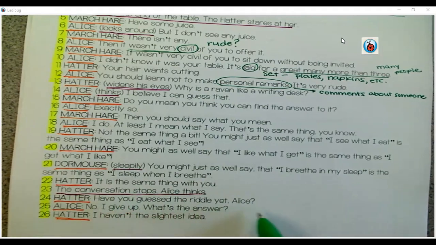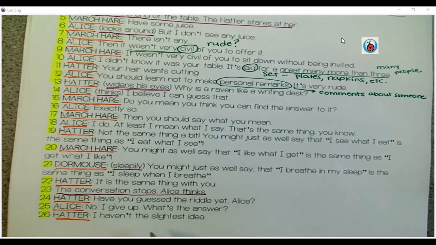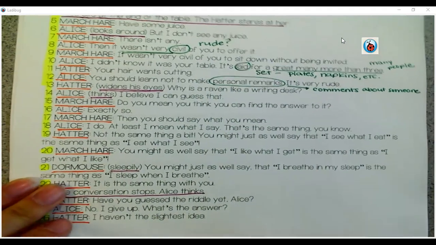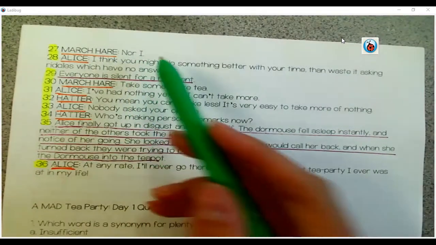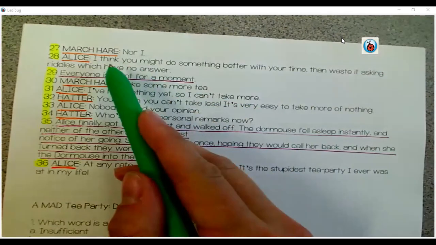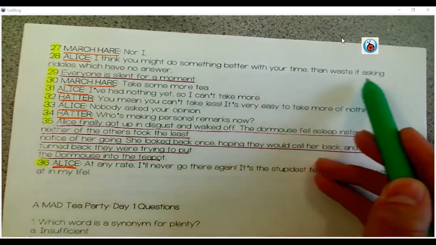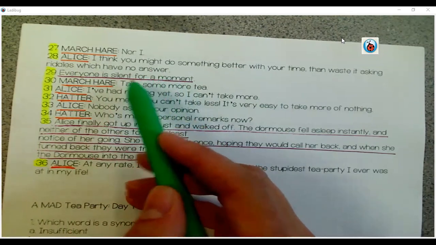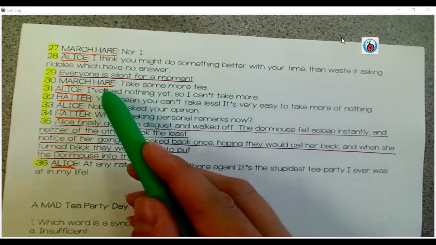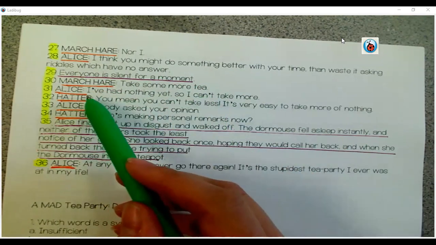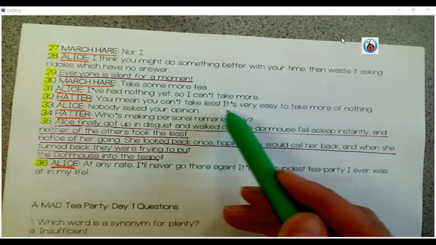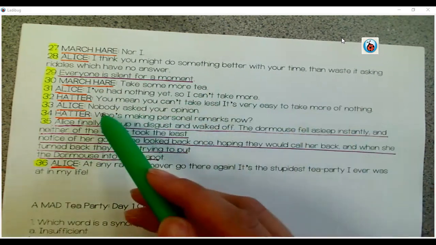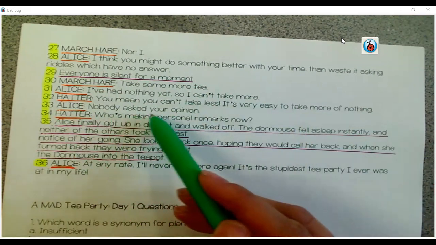Hatter, have you guessed the riddle yet, Alice? No, I give up. What's the answer? Hatter, I haven't the slightest idea. March Hare, nor I. Alice, I think you might do something better with your time than waste it asking riddles which have no answer. Everyone is silent for a moment. March Hare, take some more tea. I've had nothing yet, so I can't take more. You mean you can't take less? It's very easy to take more of nothing. Alice, nobody asked your opinion.